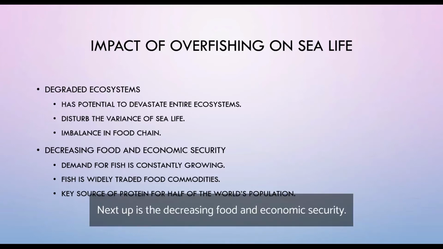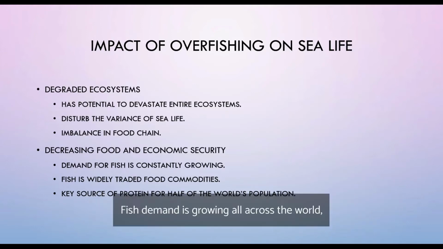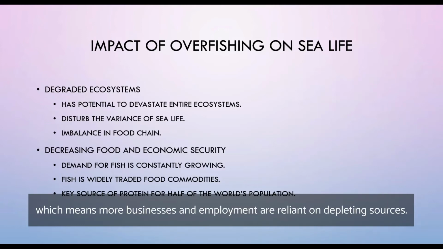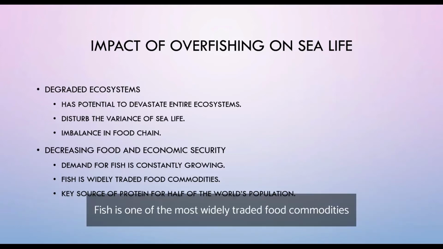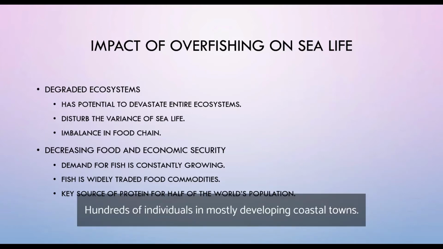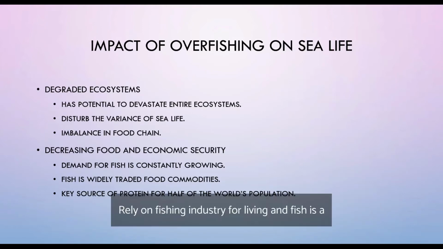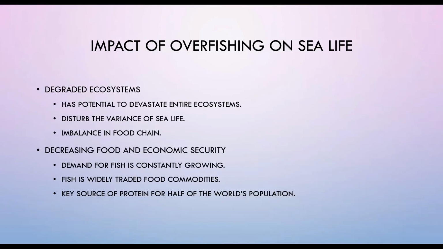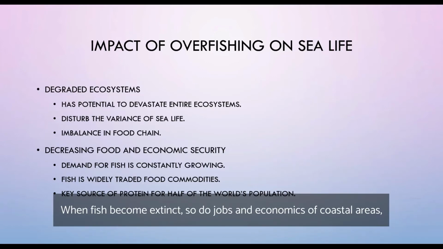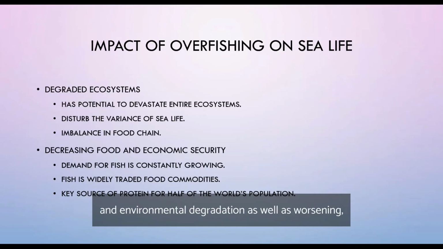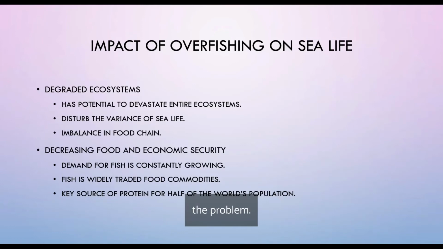Next up is decreasing food and economic security. Fish demand is growing all across the world, which means more businesses and employment are reliant on depleting sources. Fish is one of the most widely traded food commodities, with a global market of $362 billion. Hundreds of millions of people in mostly developing coastal towns rely on the fishing industry for a living, and fish is a key source of protein for half of the world's population. When fish become extinct, so do jobs and the economies of coastal areas. Excessive demand for seafood continues to fuel overfishing and environmental degradation, as well as worsening the problem.